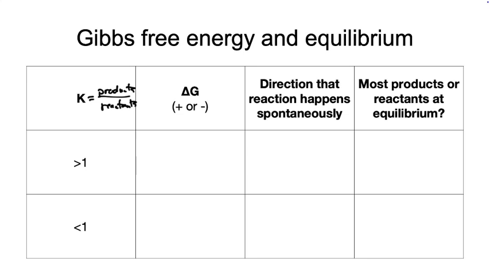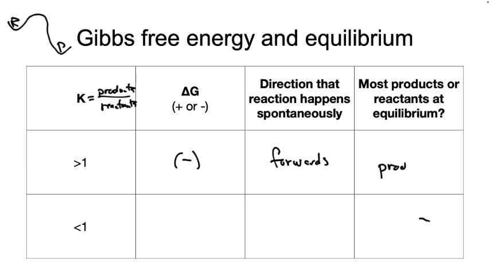I want to see products over reactants every single time so that it helps me keep straight what these numbers mean. So if K is larger than 1, I have more products than I have reactants. What does that mean for me? I would also look at an energy diagram. More products than reactants, my products are favored in this system, which means my delta G is negative. The reaction direction that happens spontaneously: forwards. More products or reactants at equilibrium?